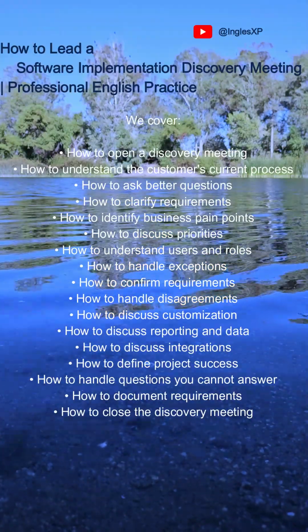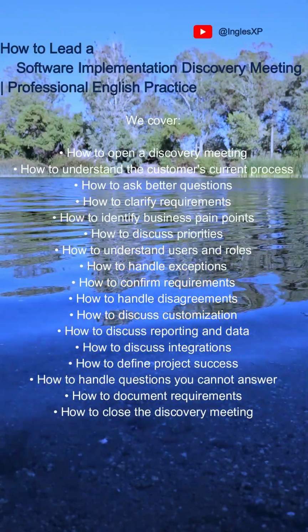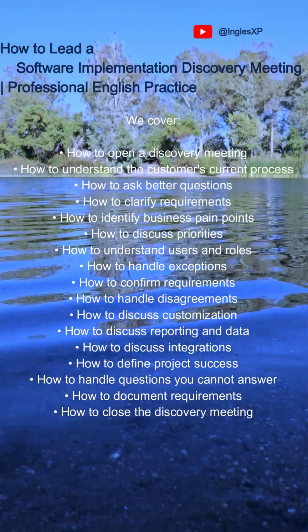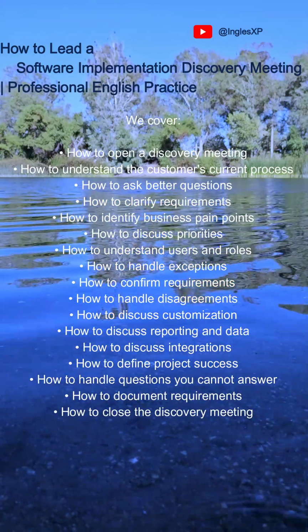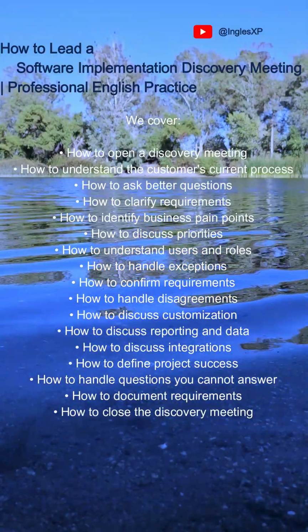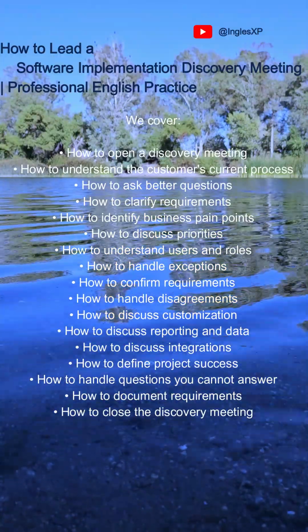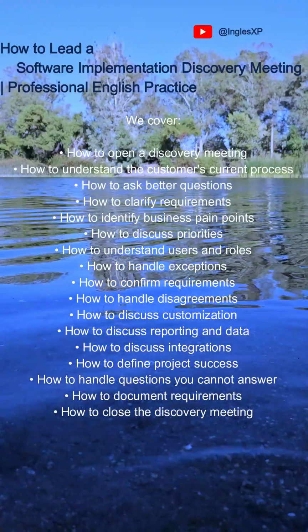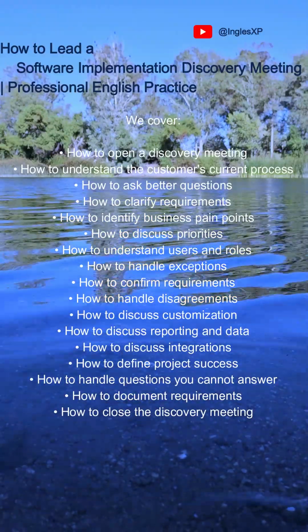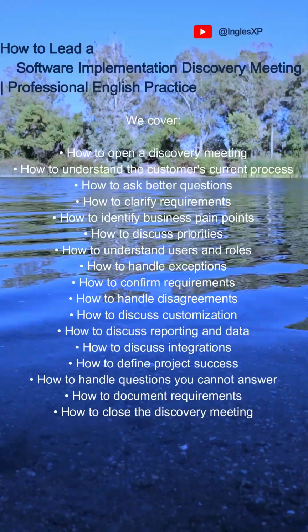Section 14. Discussing integrations. Many software projects involve integrations with other systems. So ask, what other systems are involved in this process? Where does the information come from? Where does the information go? How often does the information need to be transferred? Is the process automatic or manual? What happens if the integration fails? That last question is very important.